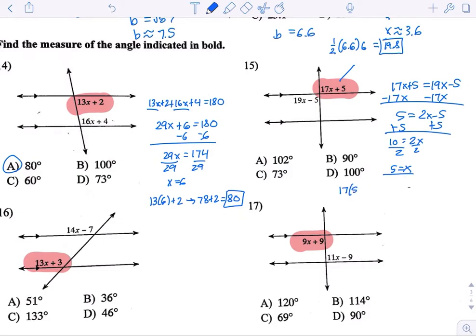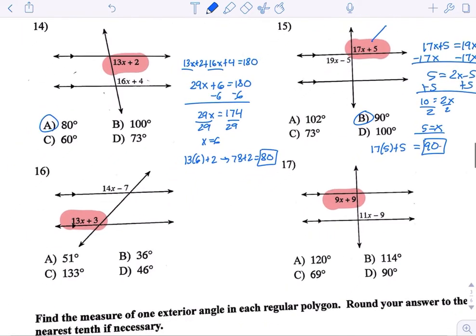17 times 5 plus 5, that's going to equal... Ooh, that is not right. 90. It's going to be equal to 90 degrees, so it's B.